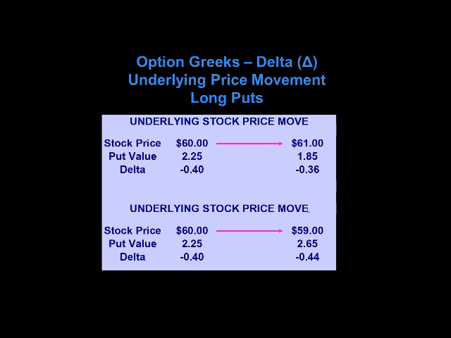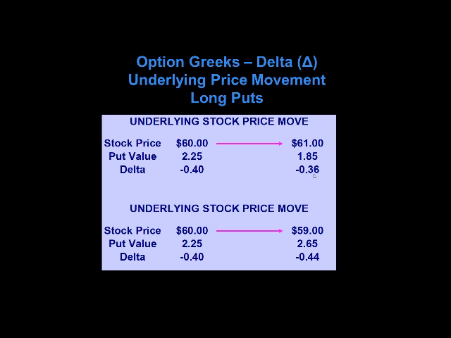Let's take a look at the puts. Same way with puts. With a put, your bias is bearish. So if you go from 60 to 61, that's not good, because you want the stock to go down. Your delta in this case is a negative delta. So with a negative delta, if the stock goes up to 61, what happens to your put value? It goes down by 40 cents. It goes down to $1.85.